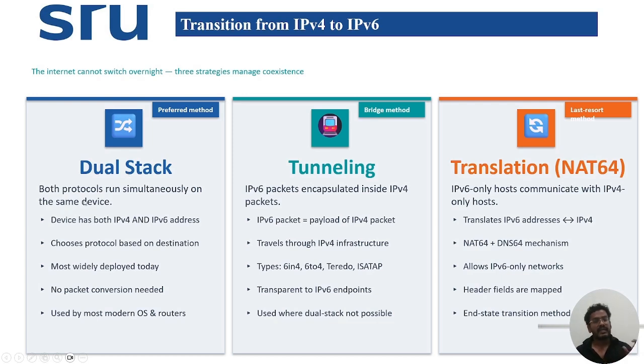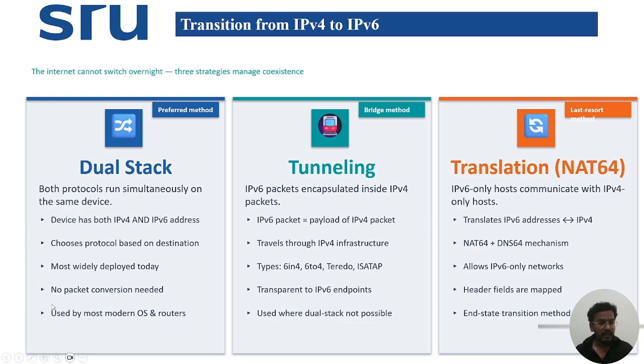Both protocols run simultaneously on the same devices. So IP version 4 and IP version 6 can both run simultaneously on the same device. Devices have both IP version 4 and IP version 6 addresses and choose the protocol based on the destination, where the data needs to go. The destination is important for the selection of the IP address version.